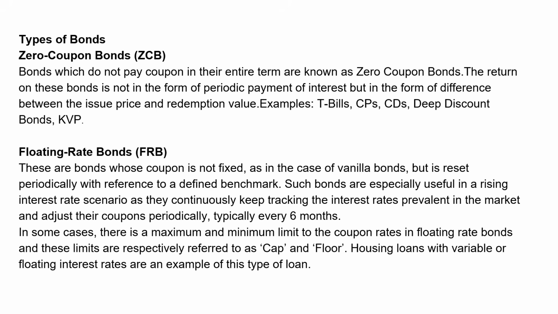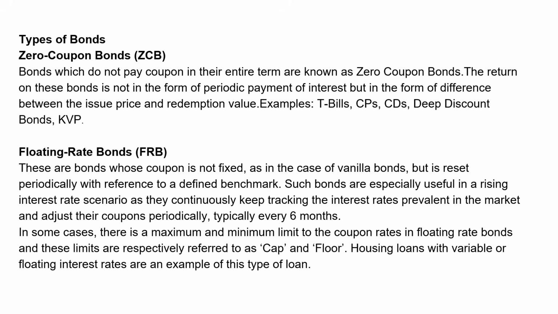Now let us go into the different types of bonds that are available in the market. Let's first start with zero coupon bonds. Zero coupon bonds are the bonds which do not pay any coupon in their entire term, and that's why they are called zero coupon bonds. The return on these bonds is not in the form of periodical payment of interest, but in the form of the difference between the issue price and the redemption value. Examples are treasury bills, CPs, CDs, deep discount bonds and KVP.